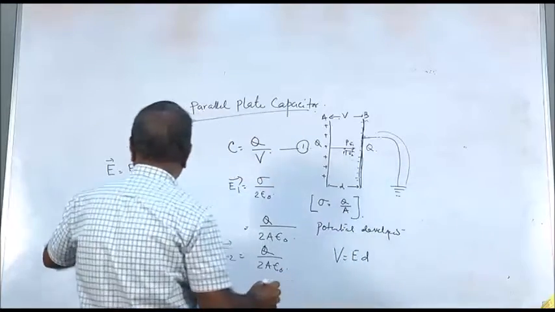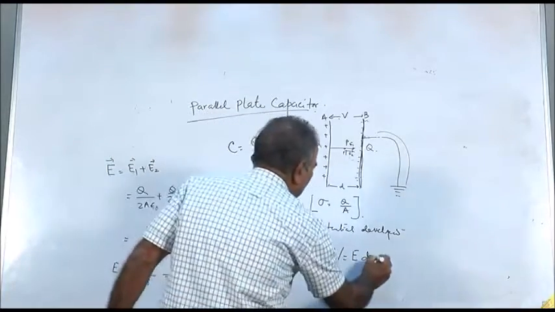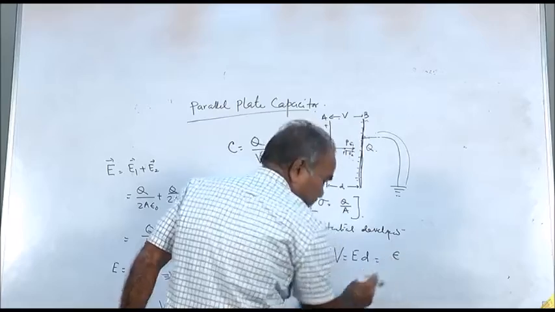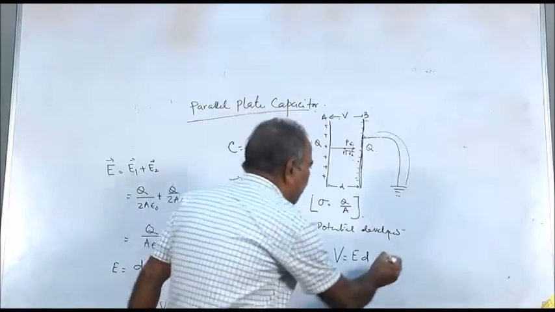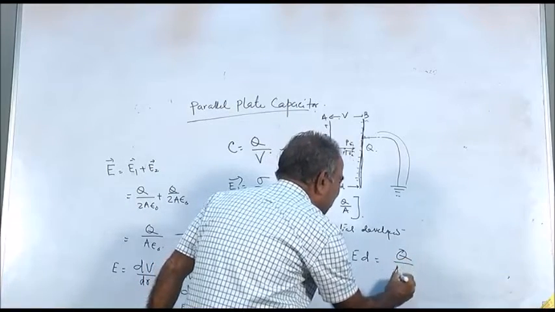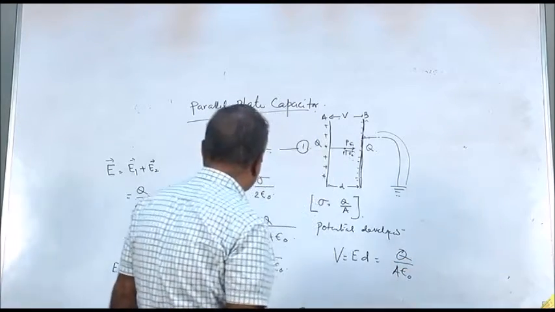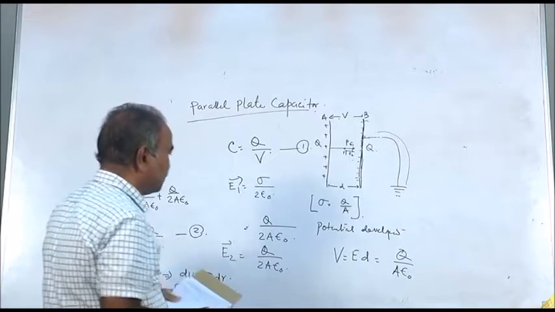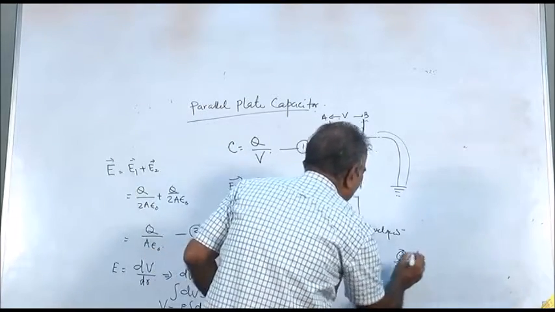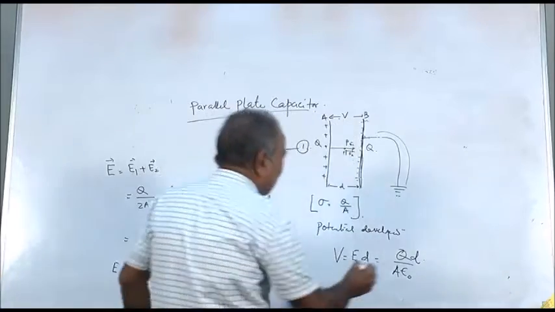E we have calculated, that is equal to Q by A epsilon 0. So V is Q by A epsilon 0 into d. This is equation 3.